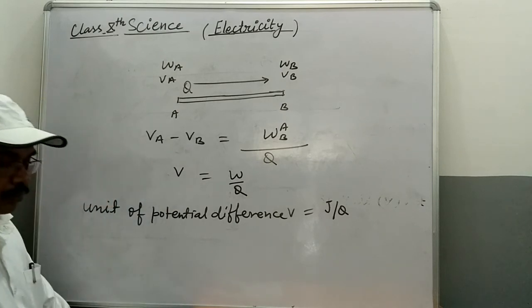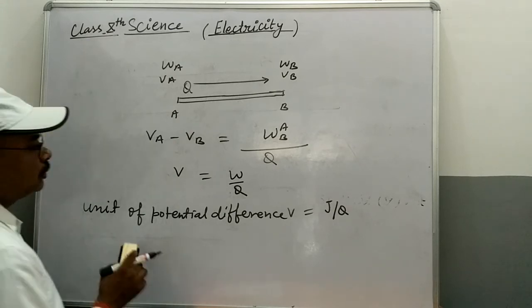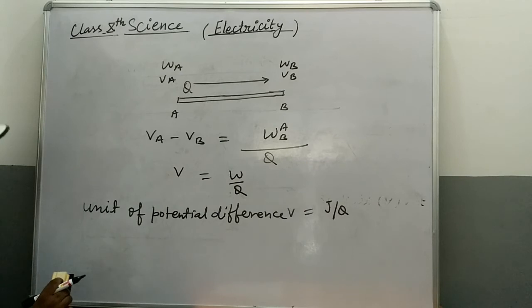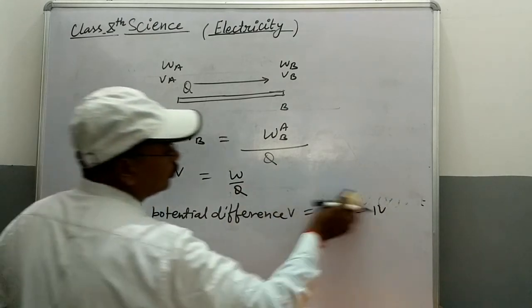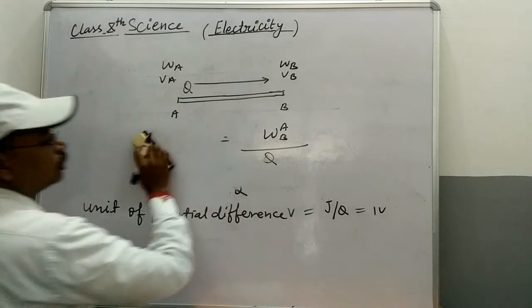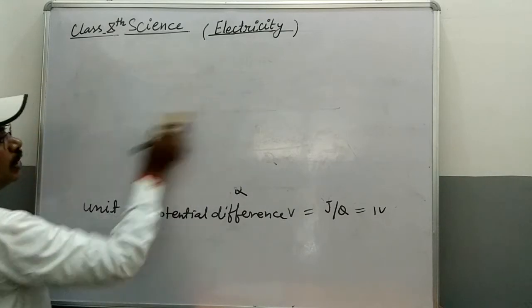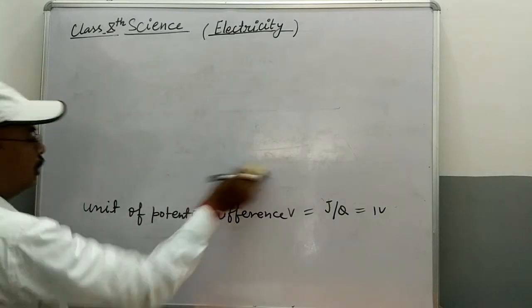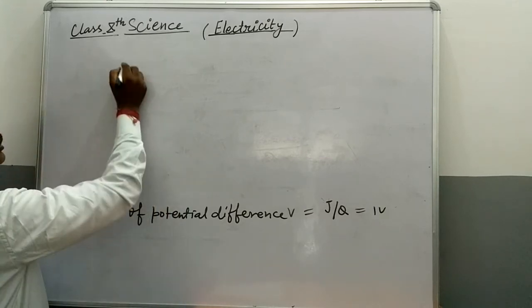Students, now we have to define 1 volt. What is the definition of 1 volt? 1 joule per coulomb is 1 volt, the unit of potential difference.